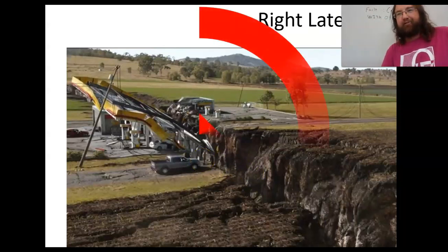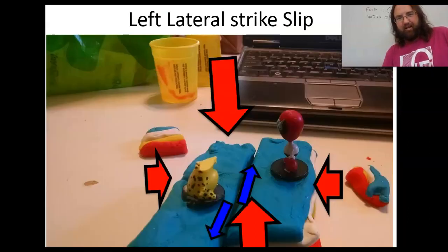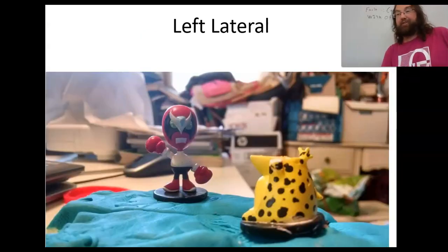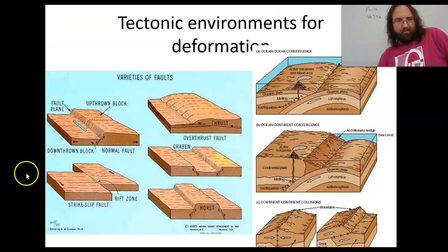This would be a left lateral fault. In a left lateral fault, everything appears to have moved to the left. It doesn't matter which side of the fault, everything's moved to the left. Here we're looking at Lebanon, everything's moved to the left. There we go.